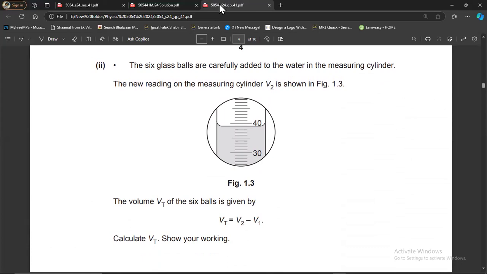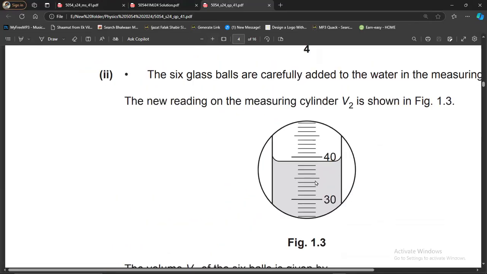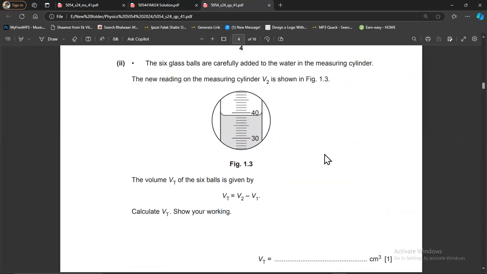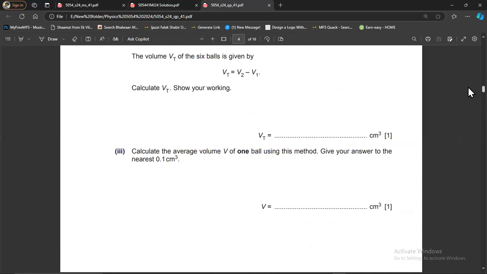The volume VT of the 6 balls, which they are calling VT, is V2 minus V1. If you look here, what is the reading V2? That reading is, I think, 39. So from V2, we will subtract the reading V1, that was 27. So VT, the total volume of the 6 balls, will be V2 minus V1.